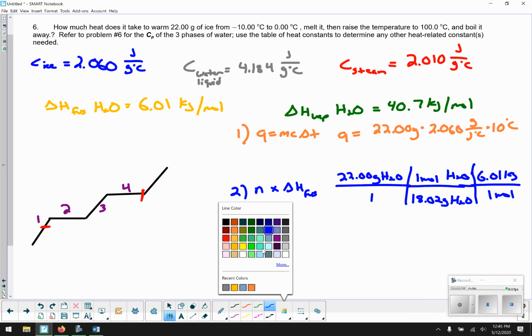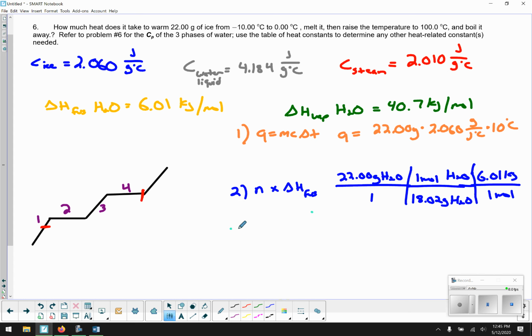So part 3. 3 is just going to be a temperature change. Q equals MC delta T. So Q equals 22.0 grams times. Now be careful here. Now we're liquid water, so our specific heat is 4.184. And then now we're going from 0 to 100 degrees. So the temperature changes to 100 degrees Celsius. And that'll equal some number. Again, I'm going to do all the math at the end.